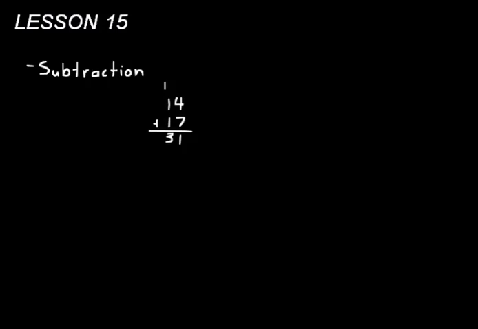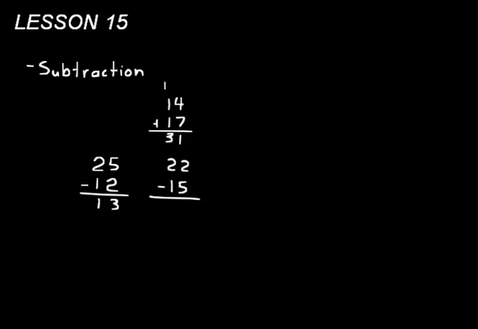Now, subtraction without regrouping with two-digit numbers. Let's say we had 25 minus 12. We would do 5 minus 2 is 3, 2 minus 1 is 1. Now, what if we had 22 minus 15? We cannot subtract 5 from 2.